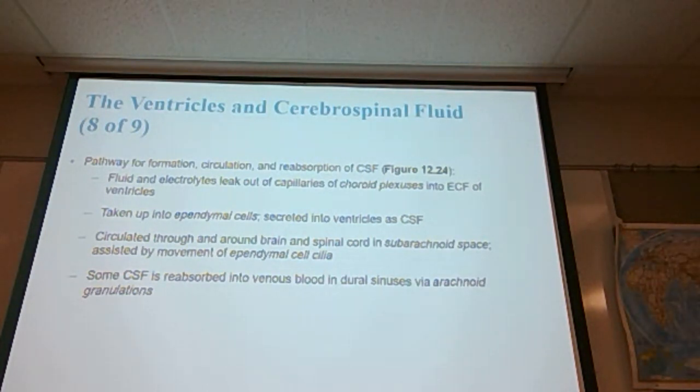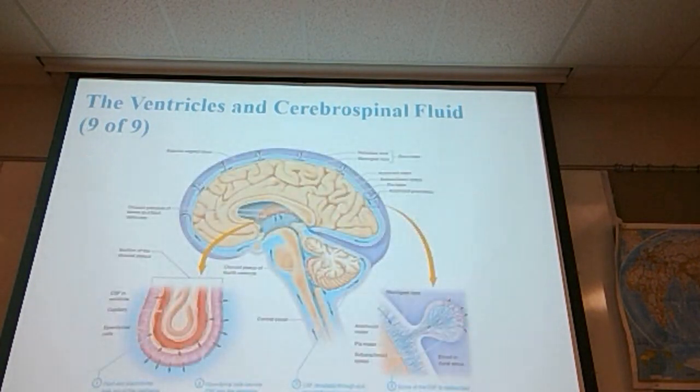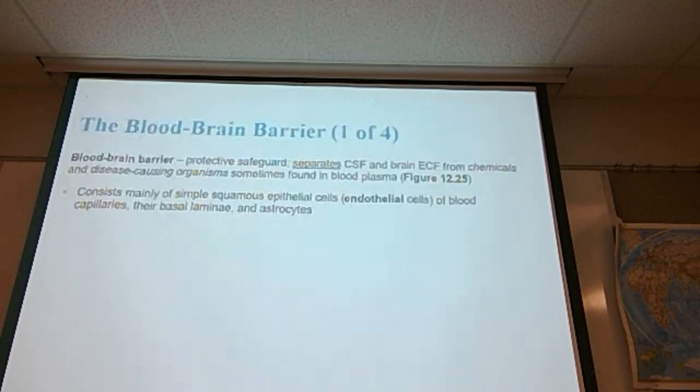Some of the cerebrospinal fluid is then resorbed into the venous blood in the dural sinuses via the arachnoid granulations. And again, there is the cross-sectional artist rendering of how the cerebrospinal fluid works its way up and around into the subarachnoid space, and then back, and then down, and then to be recirculated once again. Here are the arachnoid granulations showing the cerebrospinal fluid going out into the extracellular space.